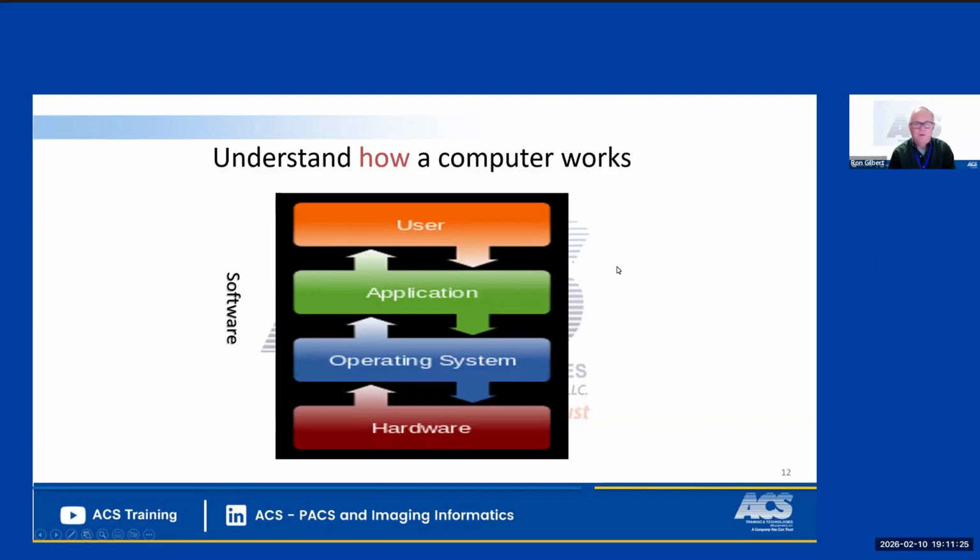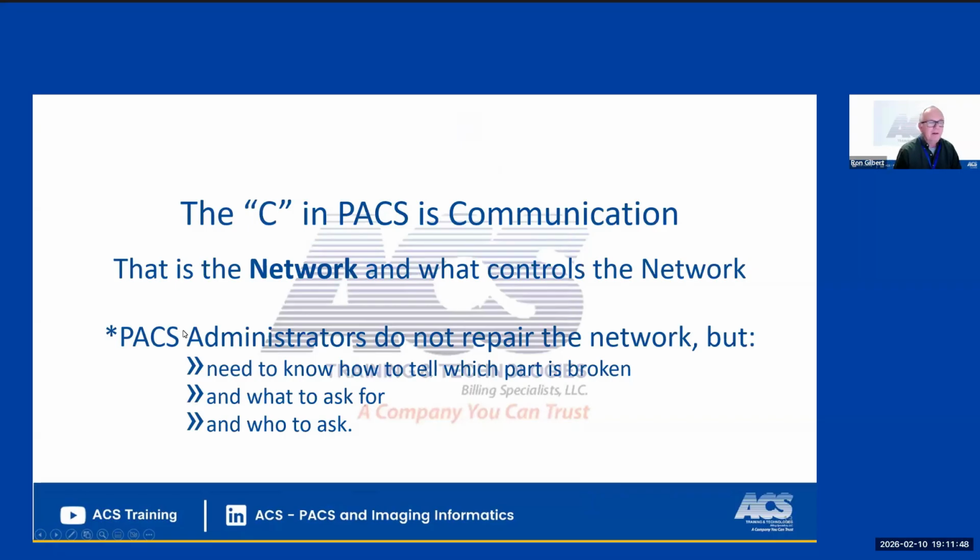And I will show you at the end of this some of the troubleshooting we will actually practice once you've got a better understanding of the PACS. So the C in the PACS is the communication. So that's the network and controls the network. One of the things, PACS administrators do not repair the network. We're not going to go in there and get a network sniffer and try to find out why the network's broken. But what we will learn is how to tell which part is broken.